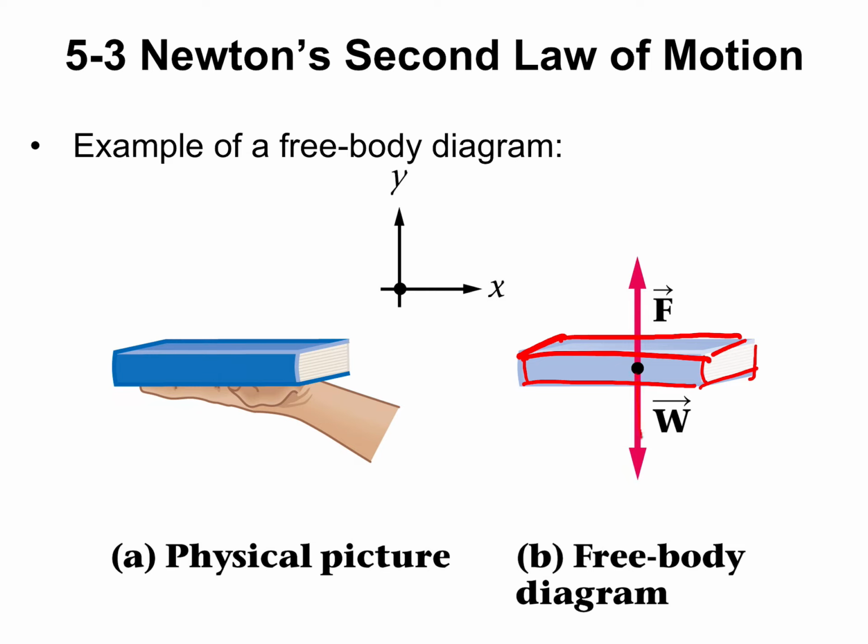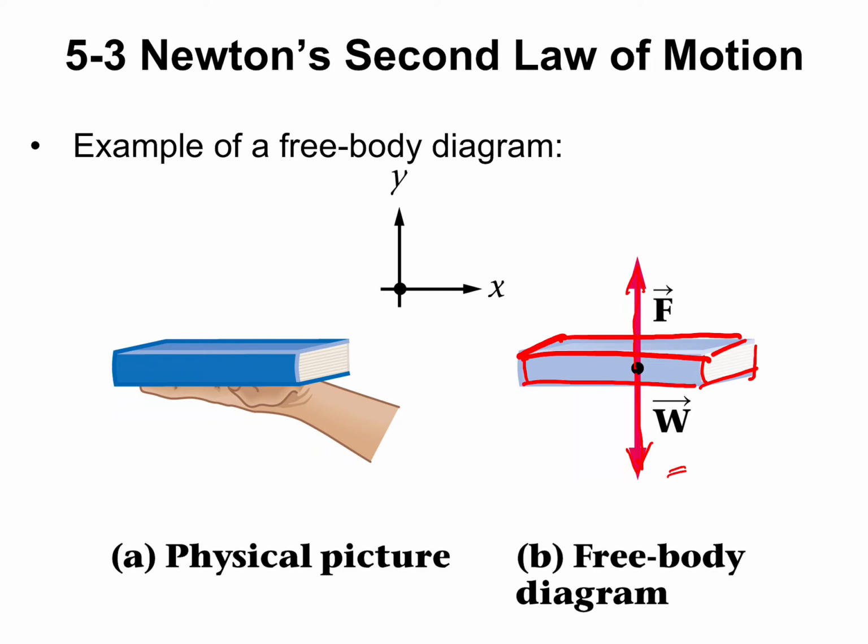The book has a weight. Everything has a weight, right? So this is the weight of the book, and it points down. Also you put a force pushing the book up, which is the applied force from you. Those are the forces. Anything else? From this example, we can tell that weight is a field force.